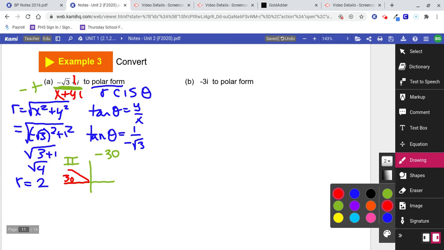It always starts with the x-axis, and so you're 30 away from the x-axis in the second quadrant. Remember, halfway around was 180. So really what we have is 30 before 180. Or in other words, what is that number? Thank you, 150. And there's your answer. 2 cis 150.